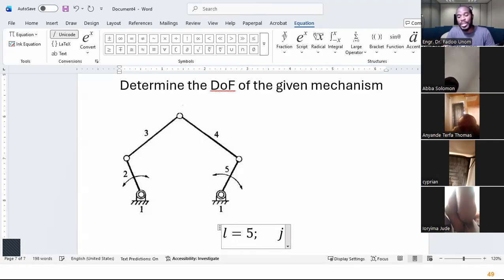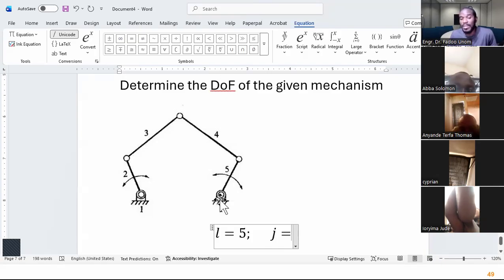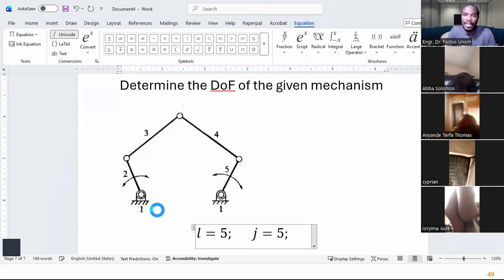How about J? How many binary joints are here? Okay. Link 5 is connected to link 1. That's a binary joint because it allows for revolute motion. It's a lower pair and it's a binary joint. This is also a binary joint, 2 links. This is a binary joint, 2 links. That's a binary joint, 2 links. And this is a binary joint, 2 links, right? All of these joints are lower pairs. There is no higher pair. So J here is 1, 2, 3, 4, 5. There are 5 binary joints and there are no higher pairs.